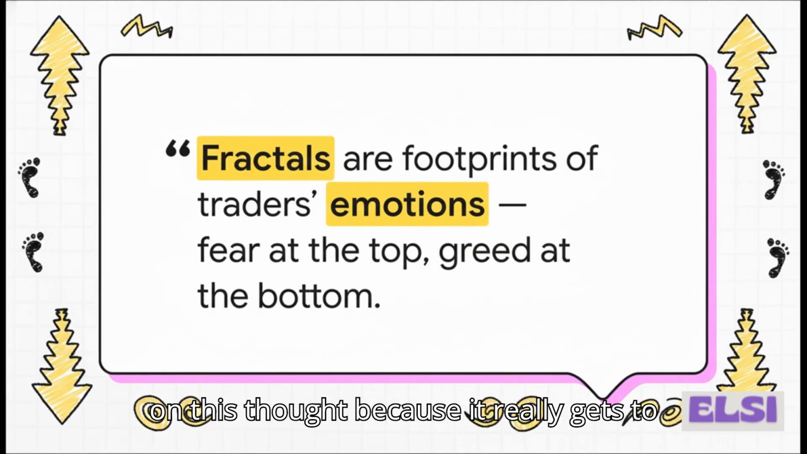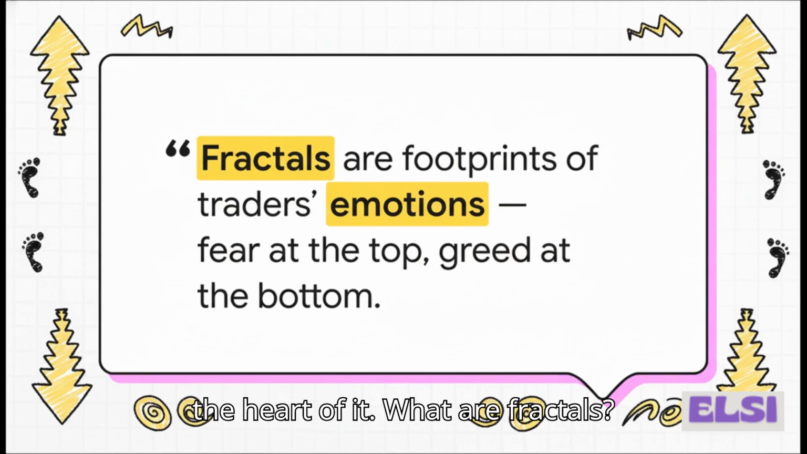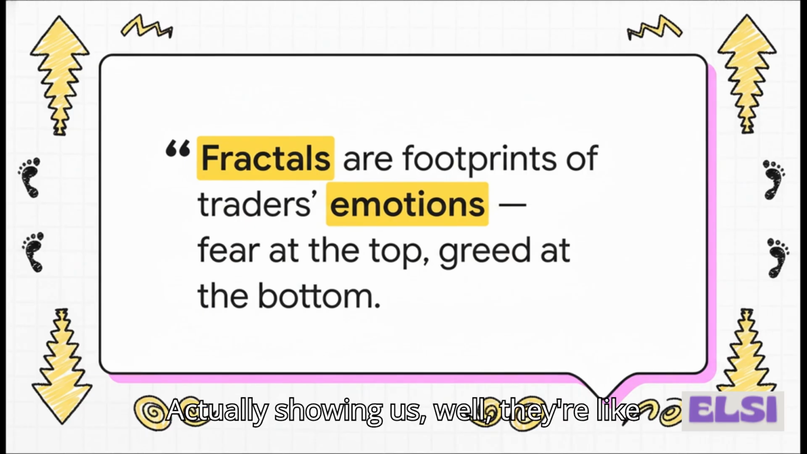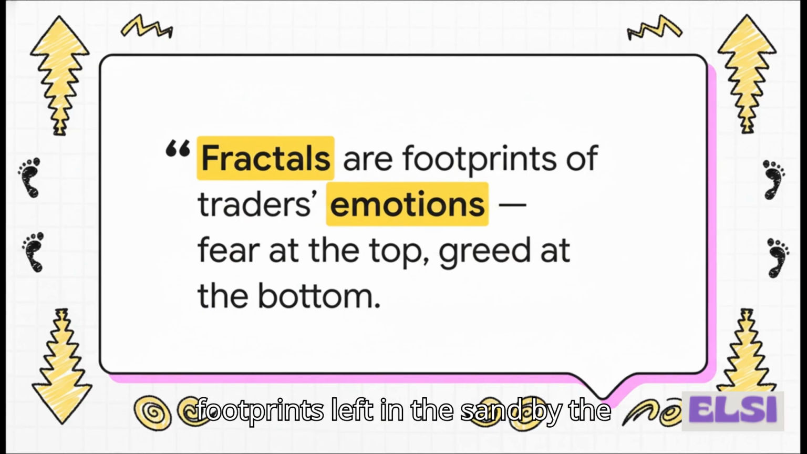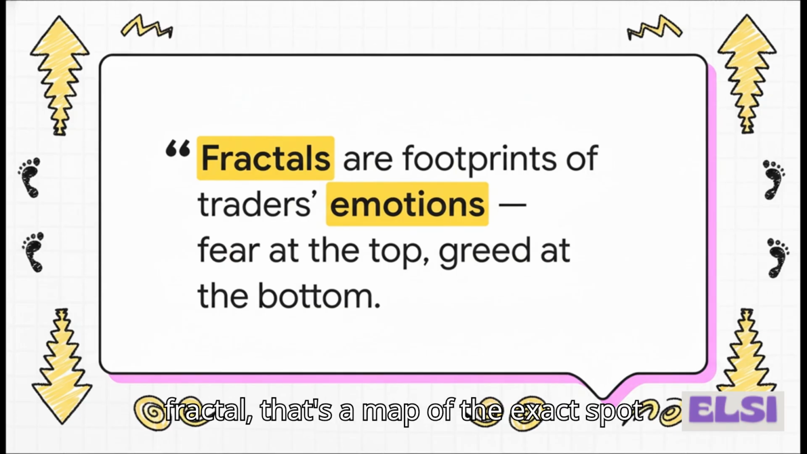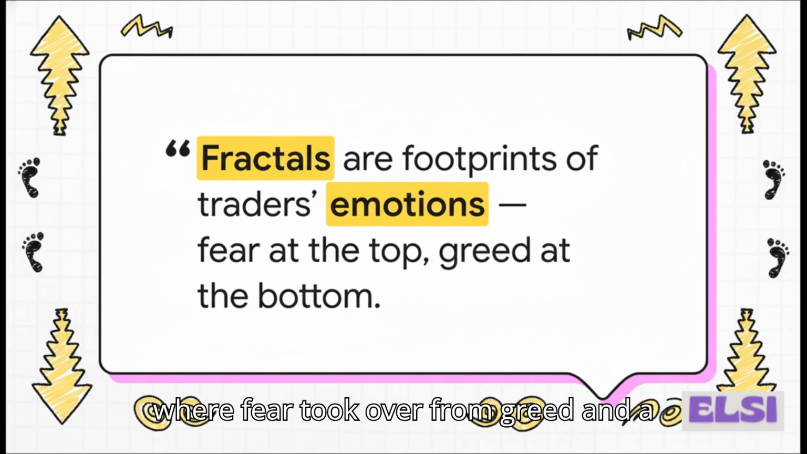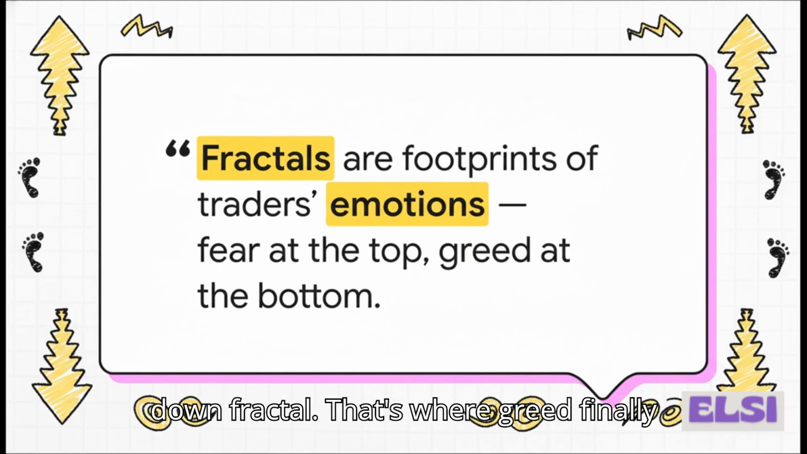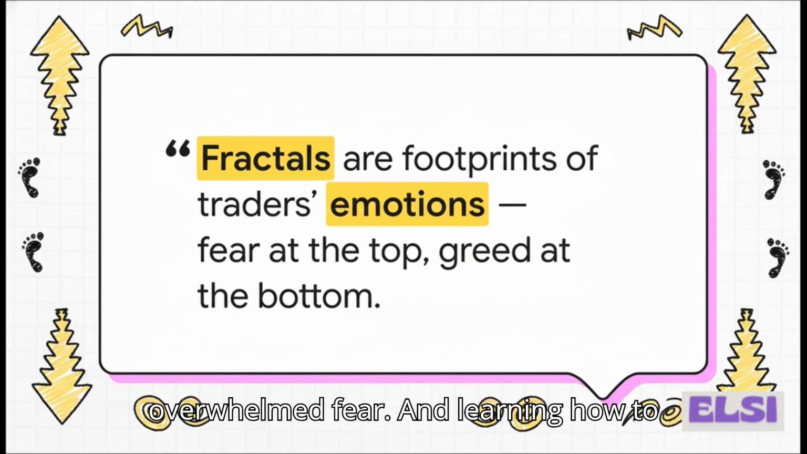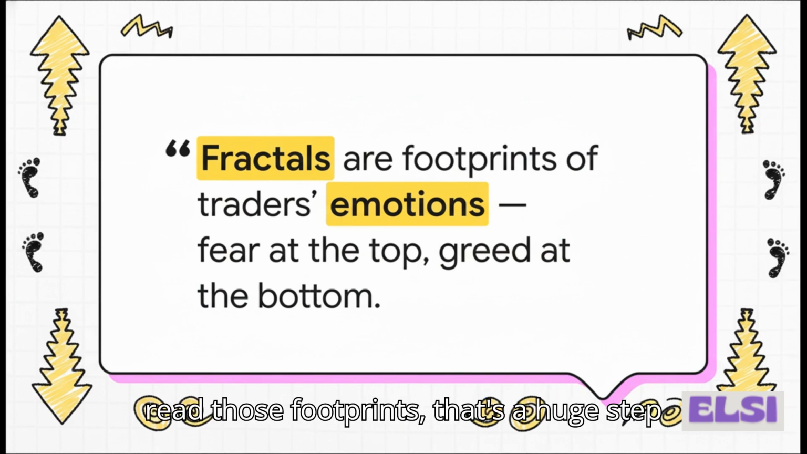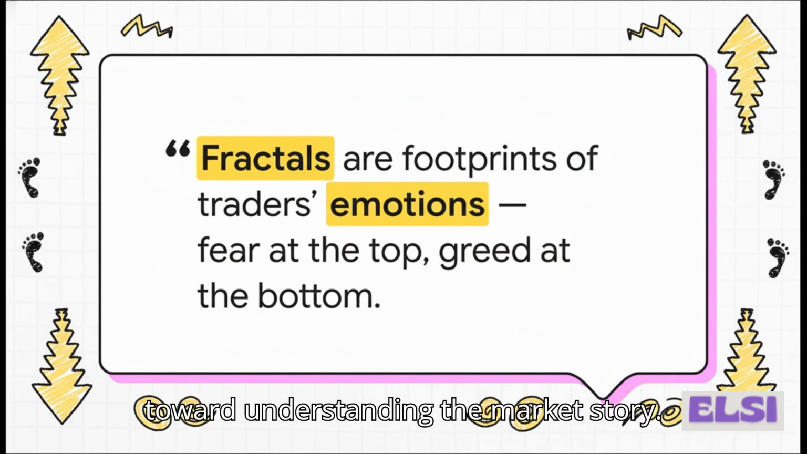And let's end on this thought because it really gets to the heart of it. What are fractals actually showing us? Well, they're like footprints left in the sand by the market's collective emotions. An up fractal? That's a map of the exact spot where fear took over from greed. And a down fractal? That's where greed finally overwhelmed fear. And learning how to read those footprints? That's a huge step toward understanding the market's story.